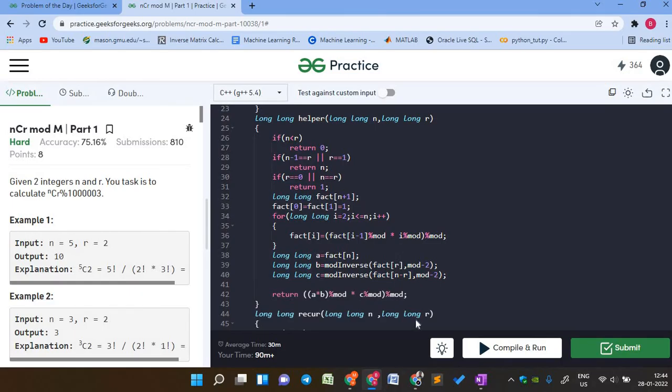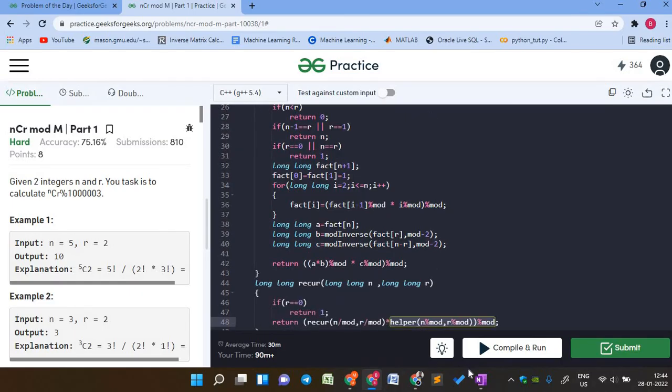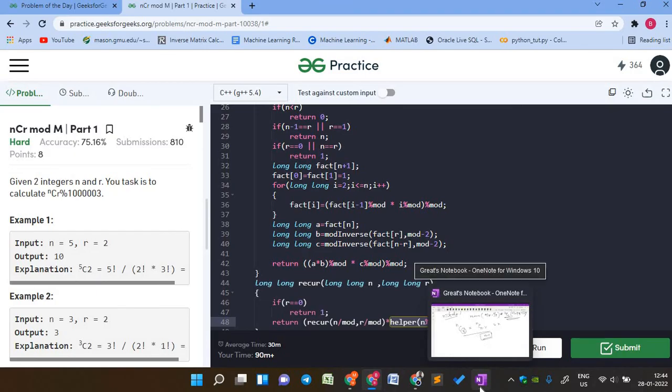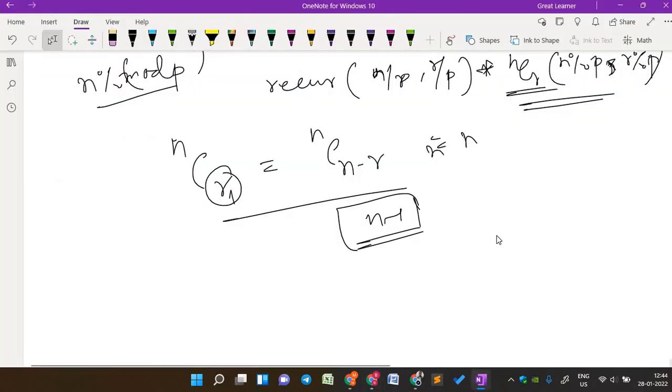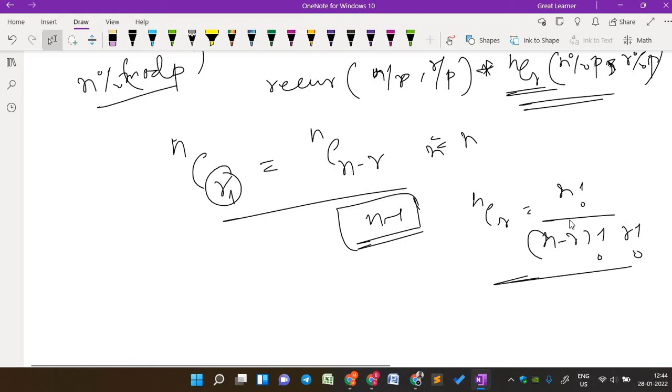combination. For calculating the combination we need this, because the formula of nCr is n factorial divided by (n minus r) whole factorial times r factorial, right? This is the nCr formula. Okay, great.